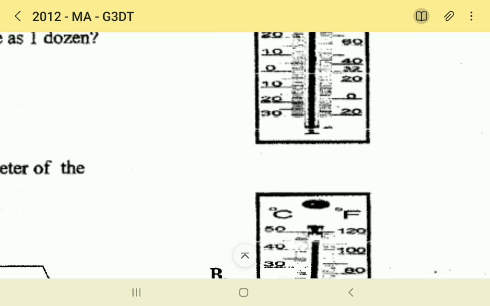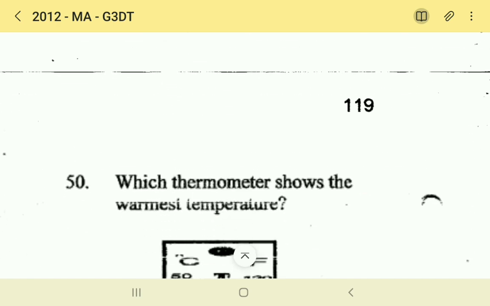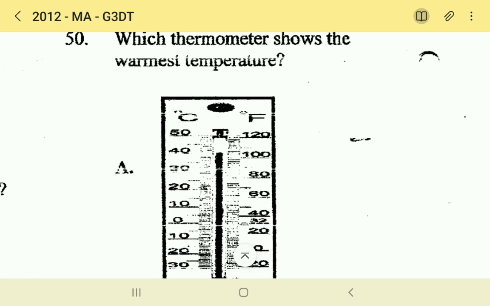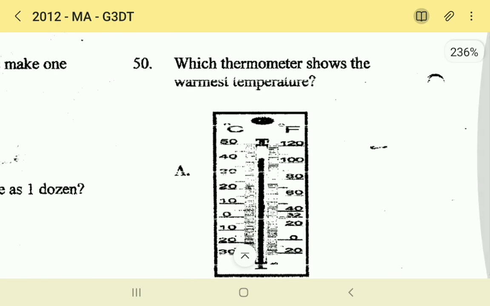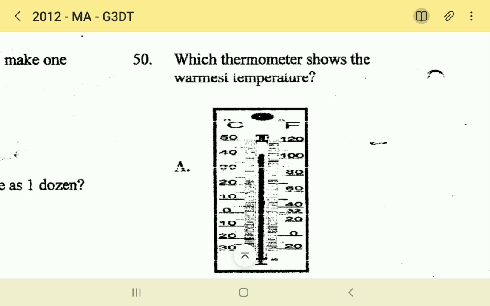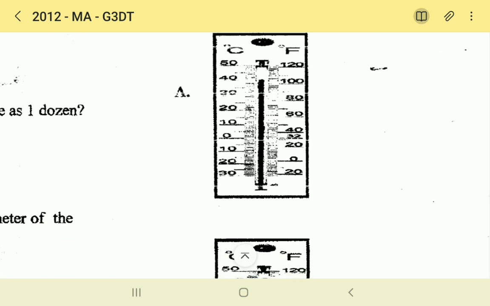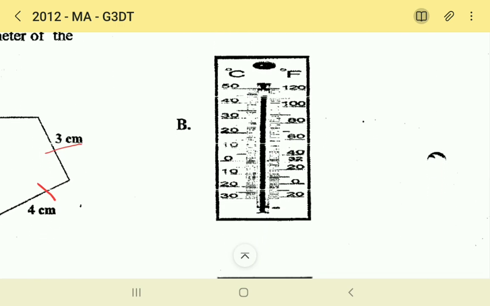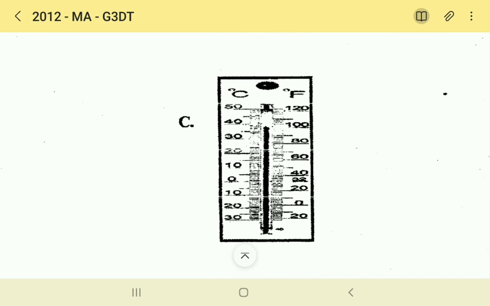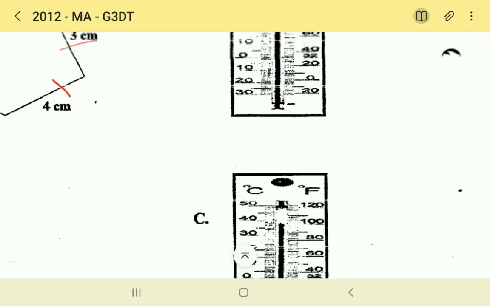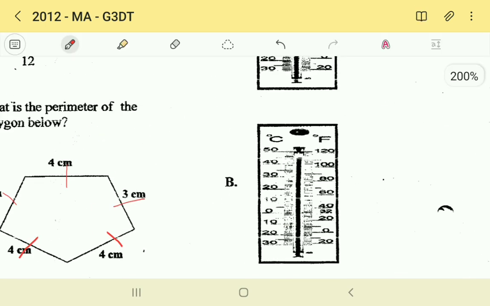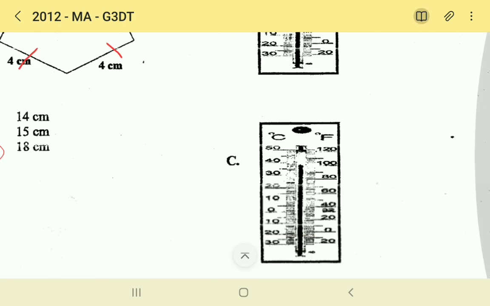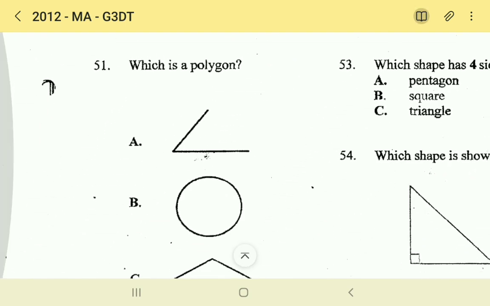Let's move on. Some of these items are so similar. 50 says, which thermometer shows the warmest temperature? A is showing 40 degrees. B is showing 45, going up to 50. C is showing 35 thereabouts. So the warmest would be B. Thermometer B. Alright. Moving on to 51.